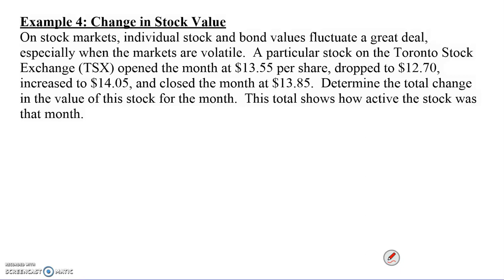The next example we have is example 4, so it's about stock markets. Basically, stock markets are volatile, which means they go up and they go down. A particular stock on the stock exchange opened at $13.55 a share. Then it dropped to $12.70, increased to $14.05, and closed at $13.85. We want to find the total change. So we don't care if it was positive or negative change.